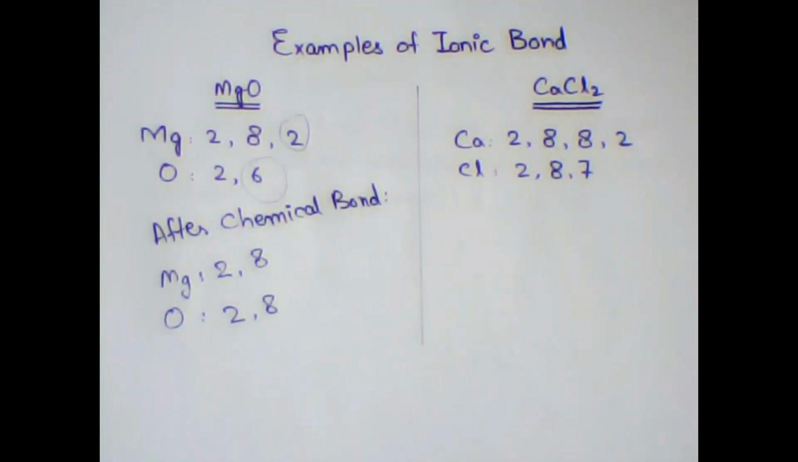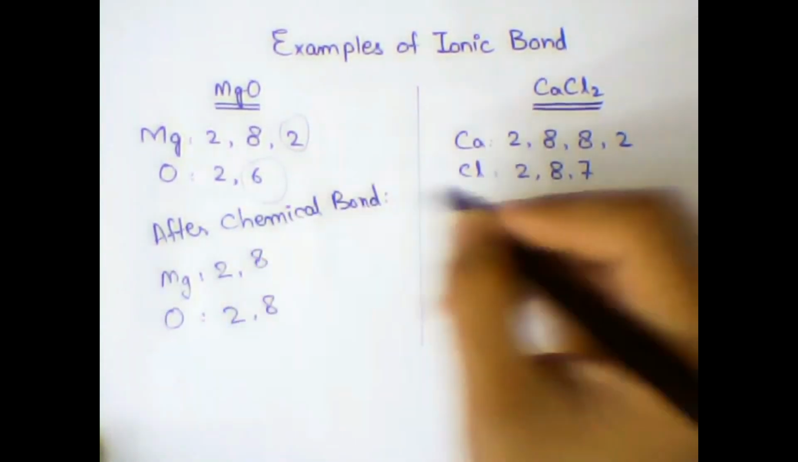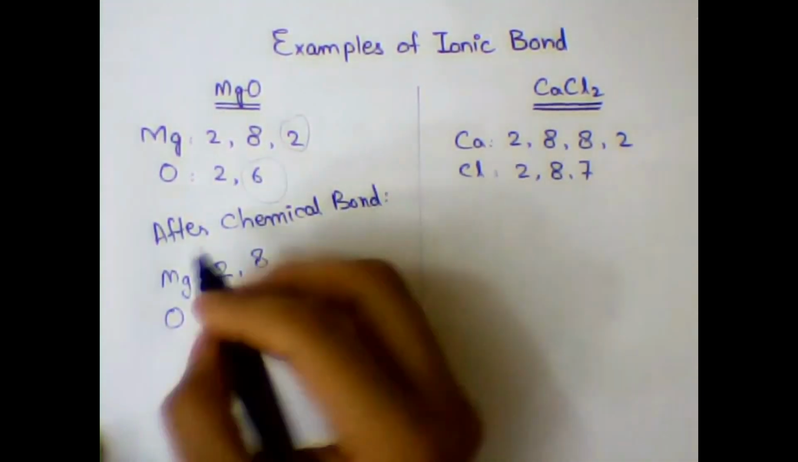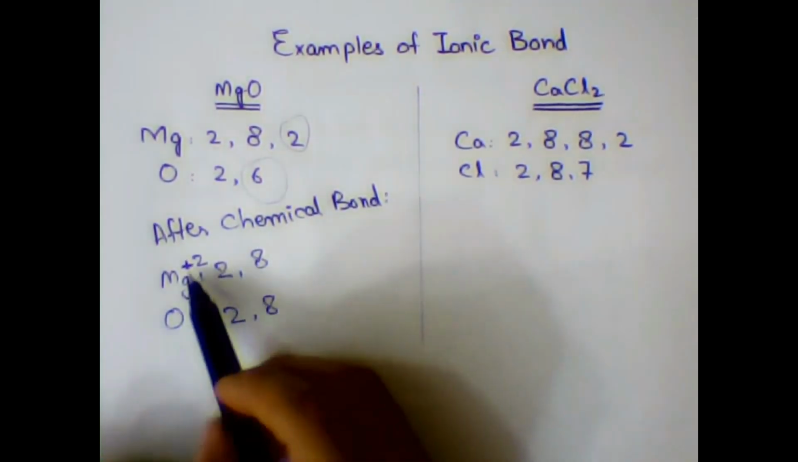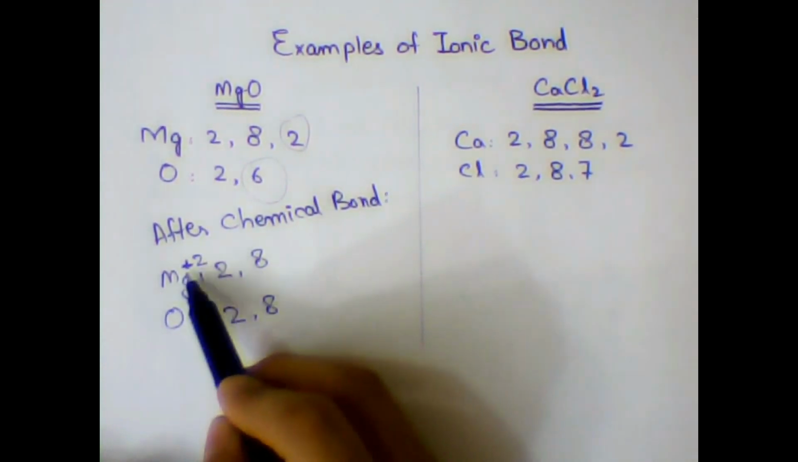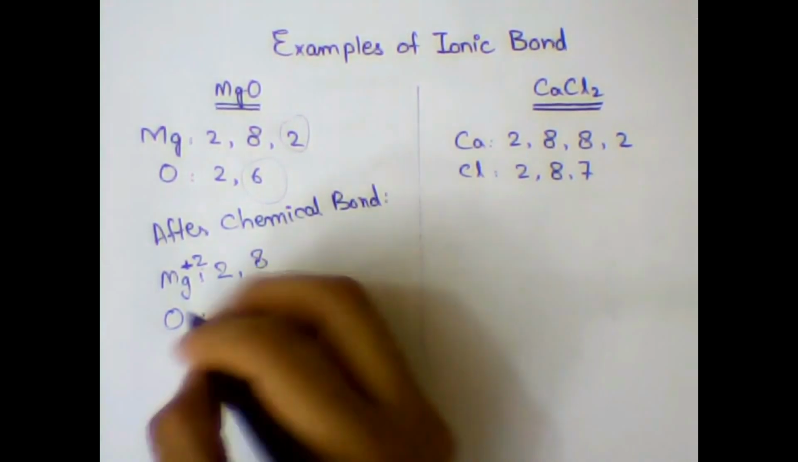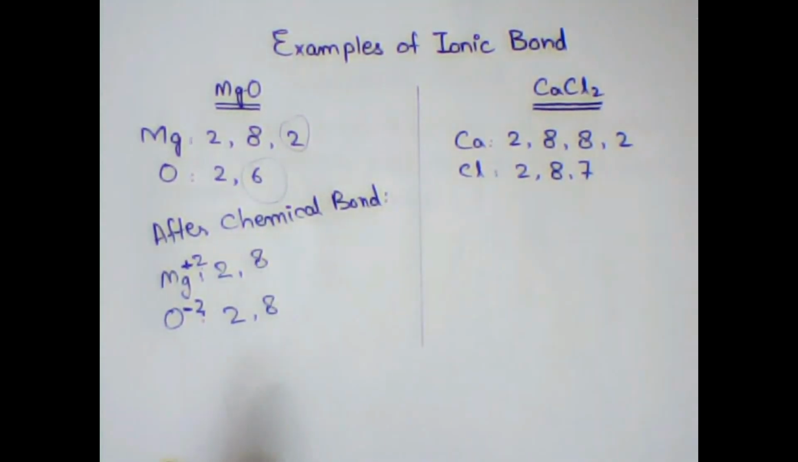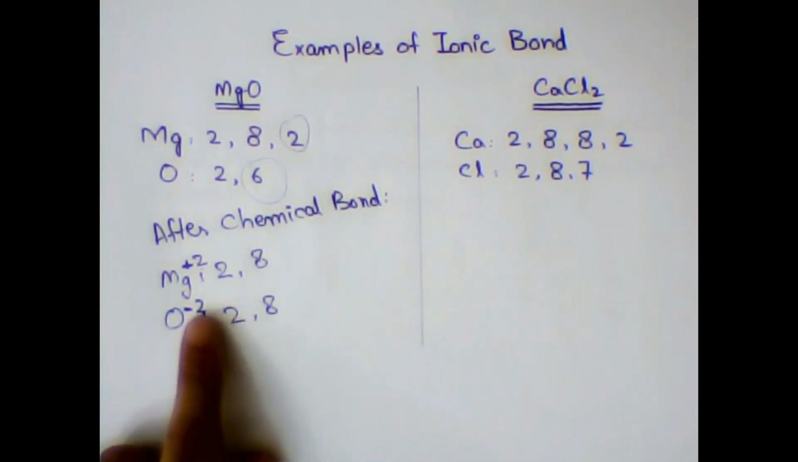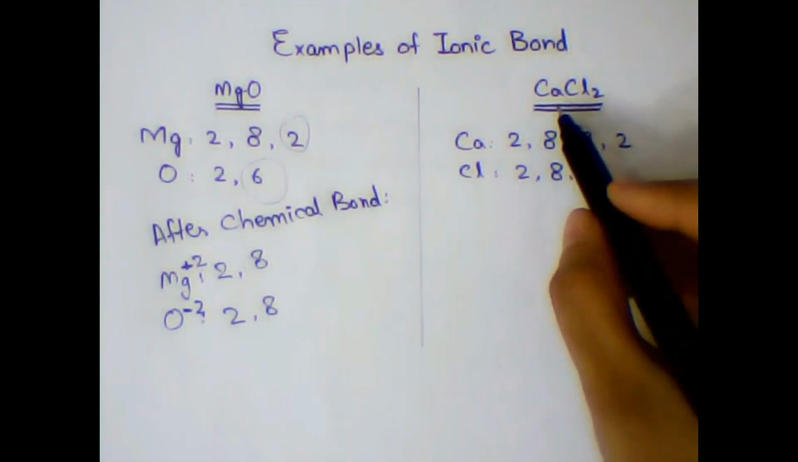As a result of ionic bonds, charges appear on an atom. Since magnesium loses its 2 electrons, it gains positive 2 charge. This positive 2 charge means it has 2 extra protons. On the other hand, oxygen gains 2 electrons, so it gains negative 2 charge. Negative sign is for electrons and 2 means it gains 2 electrons.